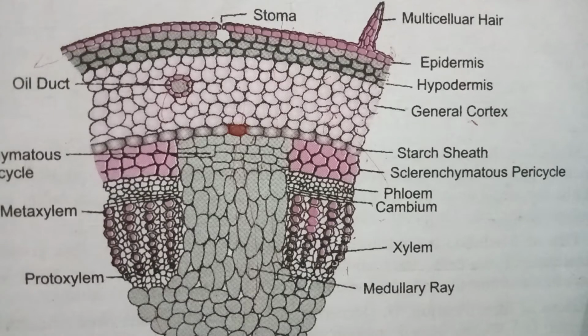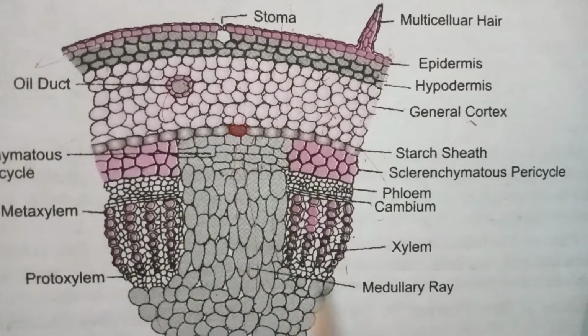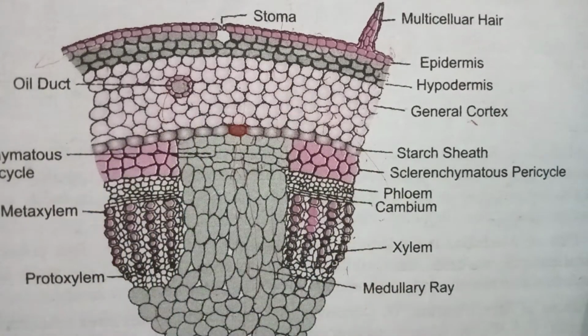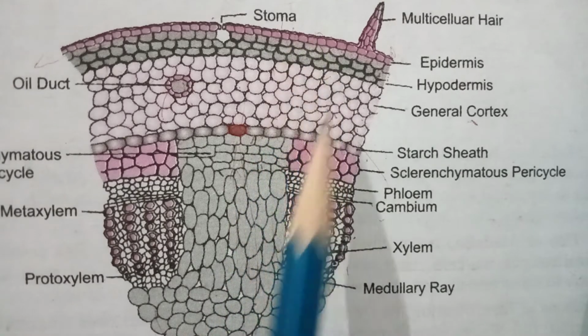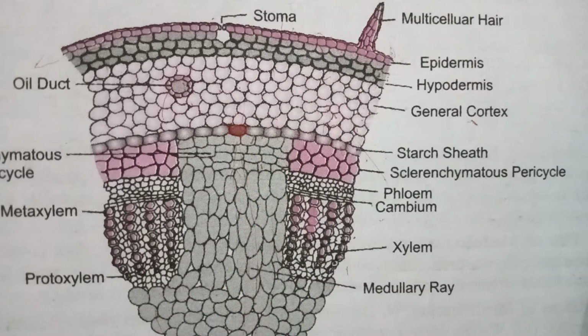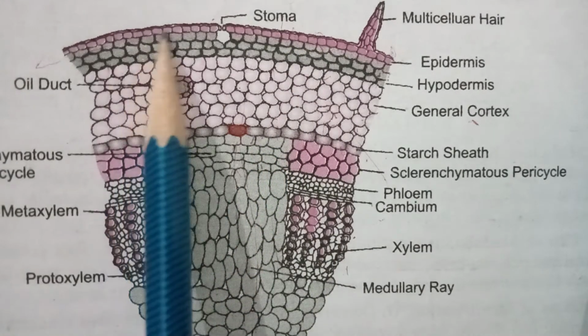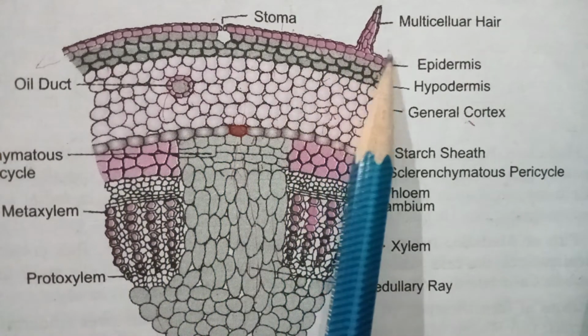Hello everyone. So today again let's begin with the next topic, that is internal structure of dicot stem and monocot stem. As you can see in the picture itself, this is the structure or anatomy of a dicot stem of sunflower. Here we are getting different types of tissues or cells.